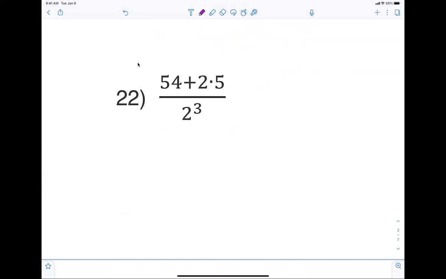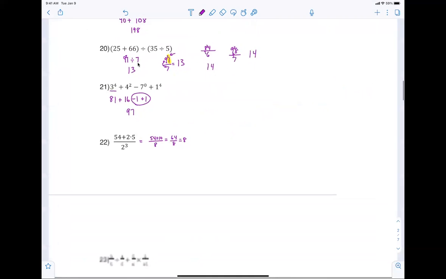So on the bottom, exponents. It's just 2 times 2 times 2, which is 8. And at the top, multiplication, so it's 10, and plus 54 is 64. And it would just be 8. Yes, I'm good with that. All right, Zeb, you're up now.